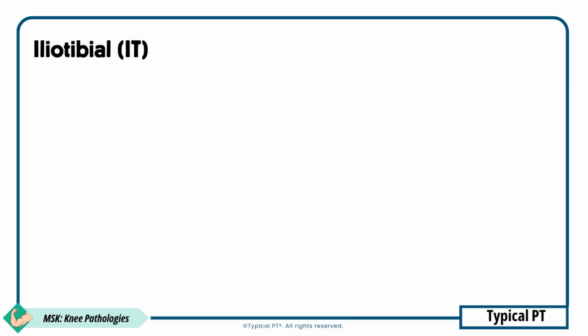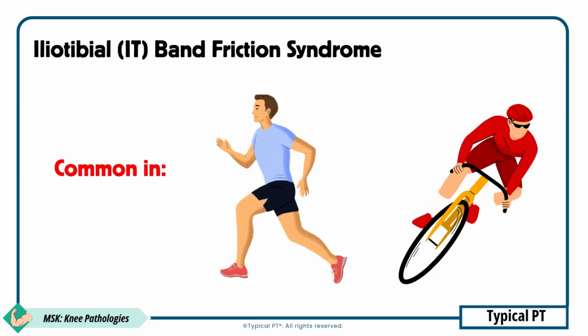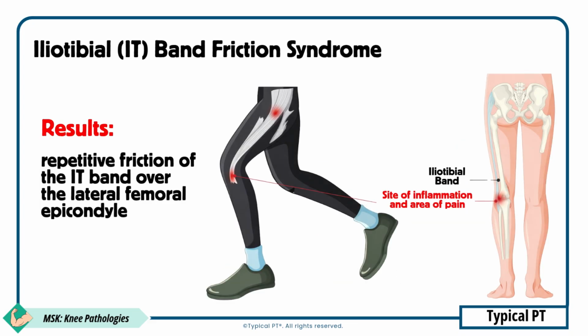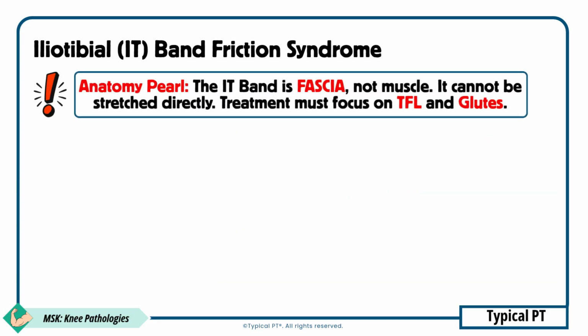IT band friction syndrome is common in runners and cyclists and results from repetitive friction of the IT band over the lateral femoral epicondyle. Here's an important anatomy point. The IT band is fascia, not muscle. It cannot be directly stretched.